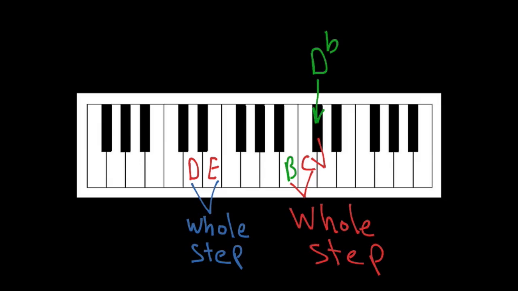Let's do one last example. Let's start on the note A flat, and we will go down to the note G. Is that a half step or a whole step? There are no other notes separating these two keys, therefore it is a half step.